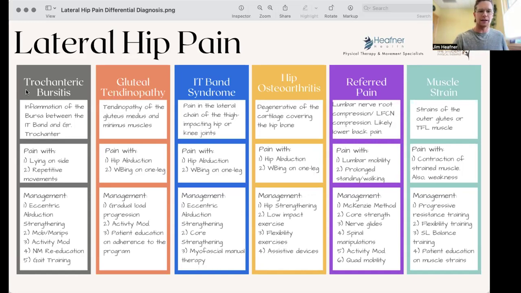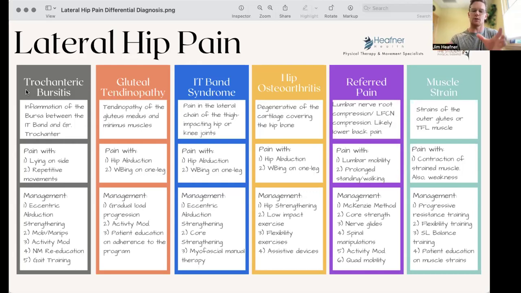So if we look at the six main causes, they are trochanteric bursitis, gluteal tendinopathy, IT band syndrome proximally, because typically we think of IT band syndrome more distal on the lateral aspect of the knee, hip osteoarthritis, referred pain, and then muscle strains. We're going to treat a muscle strain fairly similar to gluteal tendinopathy, maybe with some different loading principles. The trochanteric bursa is just the layer that's just underneath that.